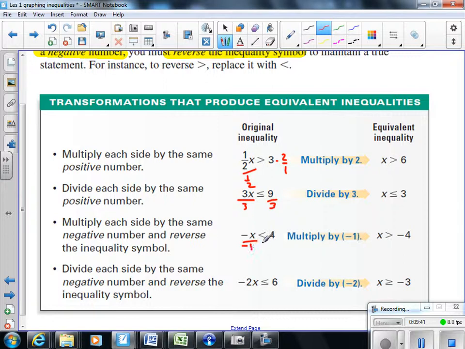Okay, here, I'm going to divide both sides by -1, or they say multiply by -1. Same thing, I get x, but this time I did multiply or divide by a negative number, so I have to reverse the symbol. It would be x is greater than -4. And the last one, divide both sides by -2. So will I have to reverse my symbol? Yes. So I get x is greater than or equal to -3.